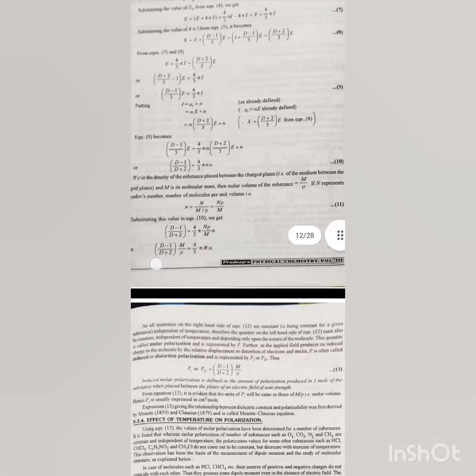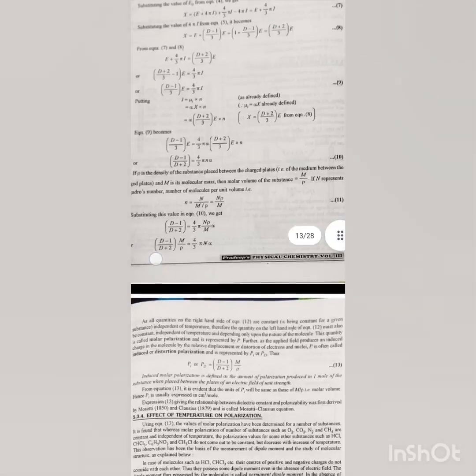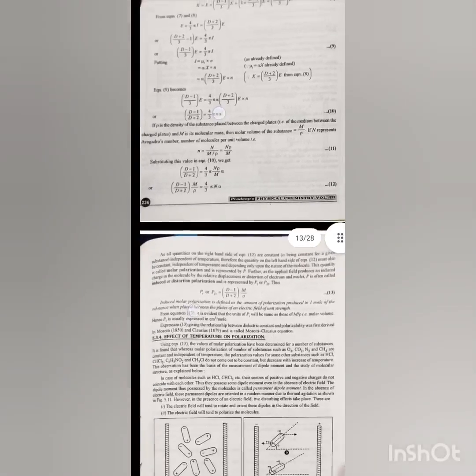Putting I is equal to μ into n, as already defined, μ is equal to αξ, so I is equal to αξ into n, and ξ is equal to (D plus 2)/3 into E, so I is equal to α into (D plus 2)/3 into E into n. And so equation 9 becomes (D minus 1)/3 into E is equal to 4/3 π α into (D plus 2)/3 into E into n, or (D minus 1)/(D plus 2) is equal to 4/3 π n α, named as equation 10.